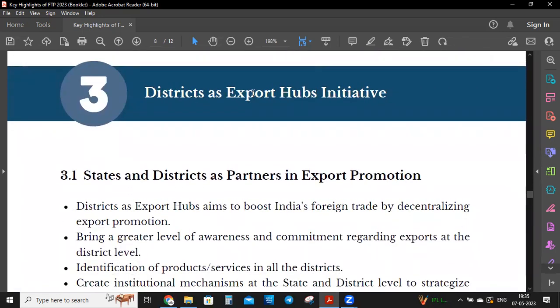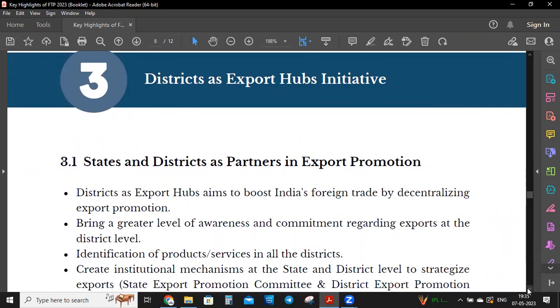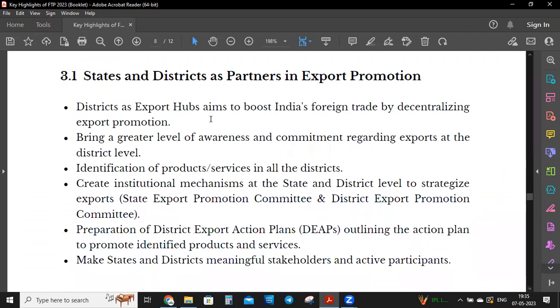Okay, districts as export hub initiative, this is also, friends, a part of the foreign trade policy. Districts as export hub aim to boost India's foreign trade by decentralizing export promotion, and bring a greater level of awareness and commitment regarding export at the district level. So friends, these are the different strategies. Okay, you can learn this DEEP. What is the full form of DEEP? That is District Export Action Plan.